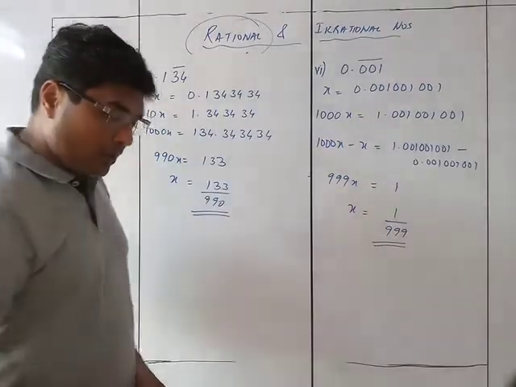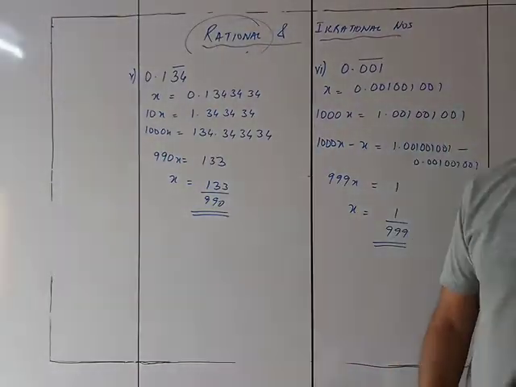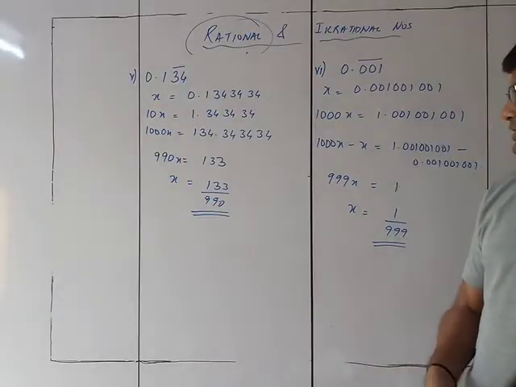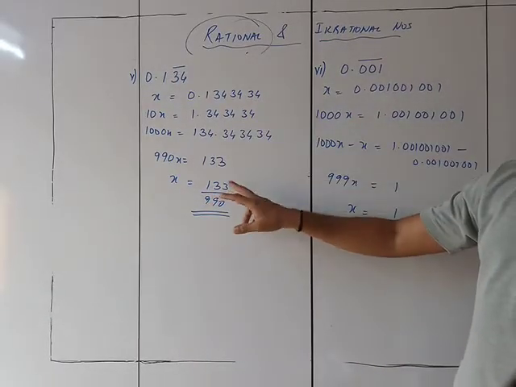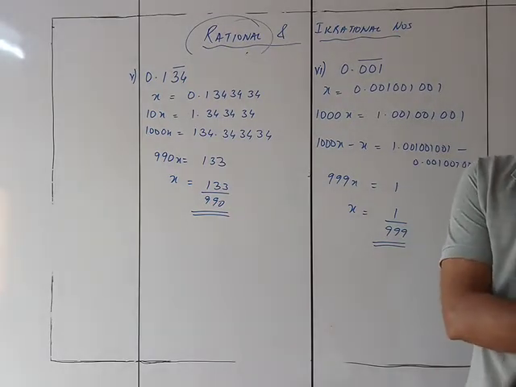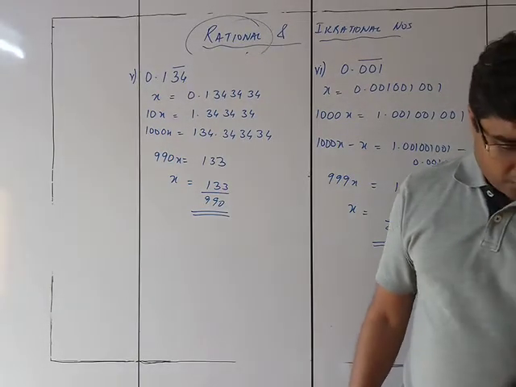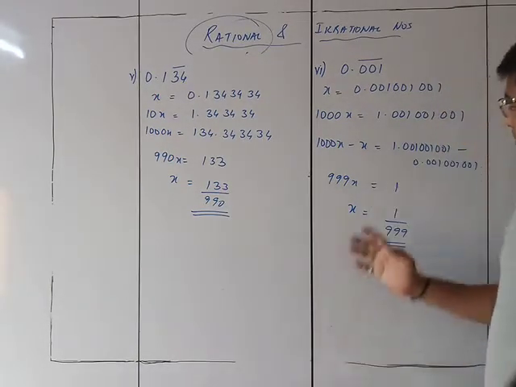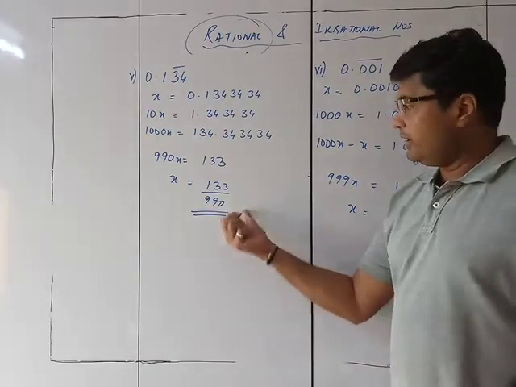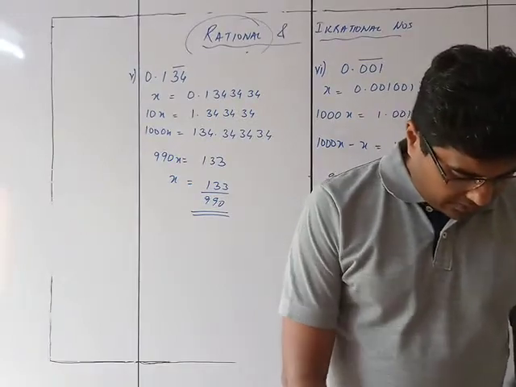So that is how you are expressing the numbers in the form of P upon Q, where P and Q both are integers and Q is not 0. So this is in the form of P upon Q. This is P and this is Q, where Q is not equal to 0. So this is how you are finding out the values of the numbers which are recurring as a fraction. So this is the thing.